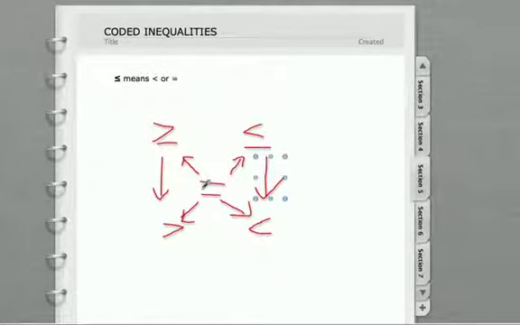So equal to is in the middle. We can go from equal to smaller than equal to, it is allowed. We can go from equal to greater than equal to, it is allowed. We can go from equal to smaller than greater than, and we can go from equal to smaller than smaller than. We can go from greater than equal to greater than, we can go from smaller than equal to smaller than.